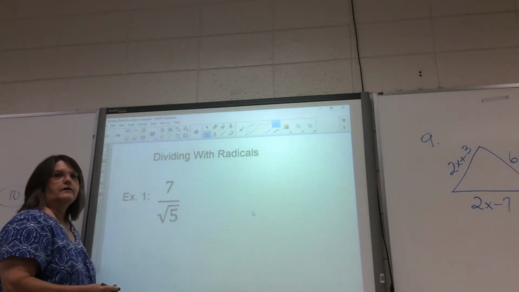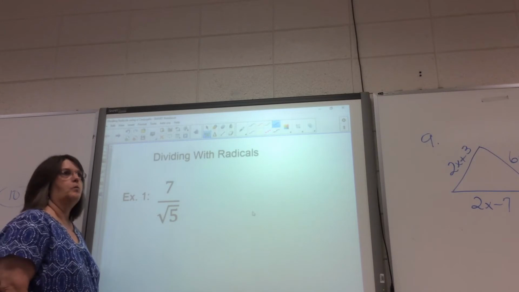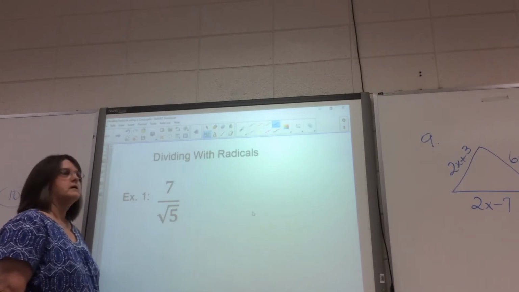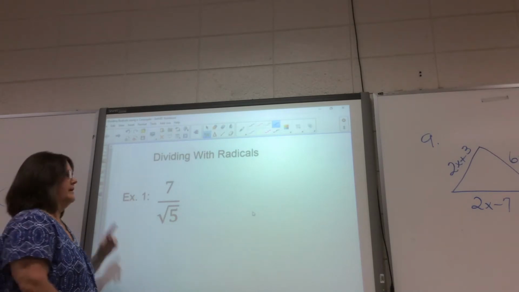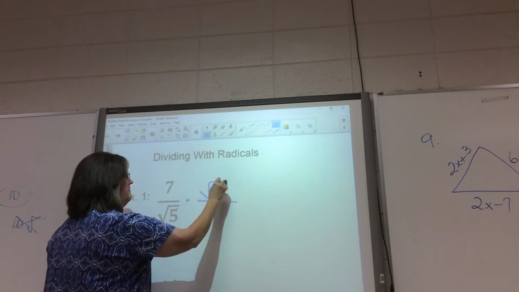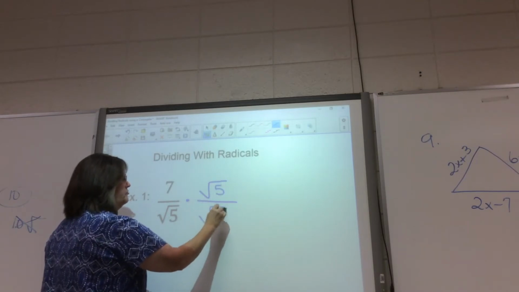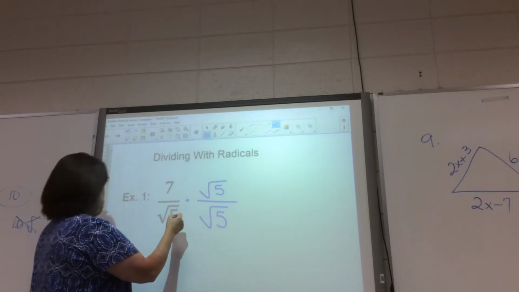Okay, we're going to divide radicals. With a radical, there is a proper way to write it, and you cannot leave the radical in the denominator. Now, what I'm going to do is multiply by the square root of 5 over the square root of 5. This is going to eliminate the radical down here.